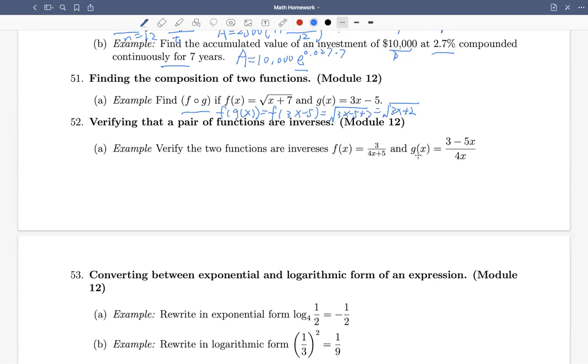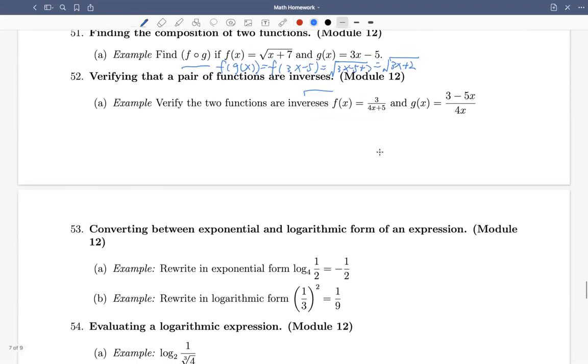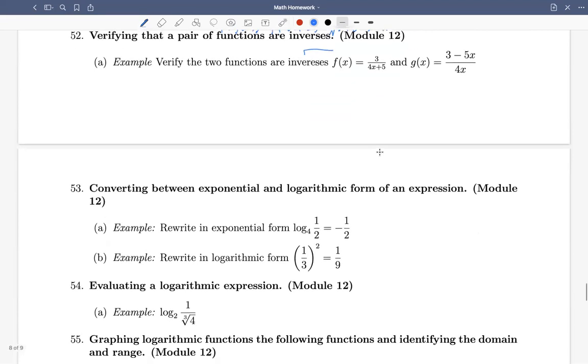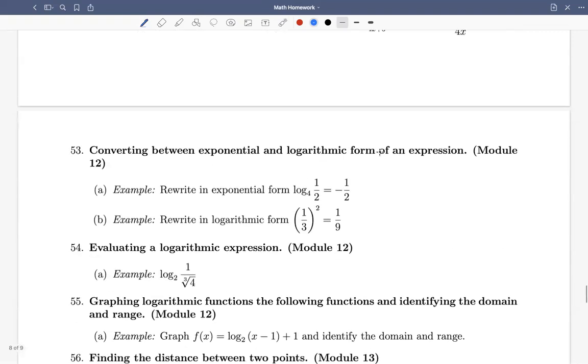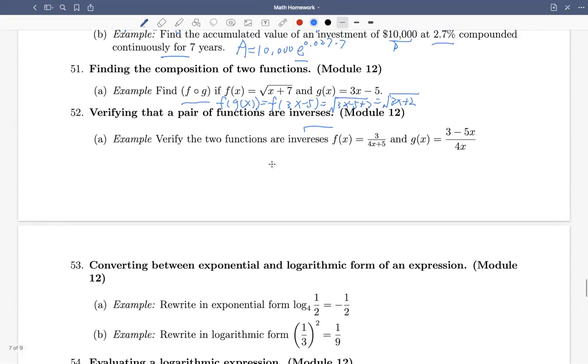52. We want to verify if the two functions are inverses of each other. If they are inverses of each other, when we do the composition of those two, we get the identity function. We get x. Okay, total we have 58 questions. Okay, let's do F composed with G, and then we do G composed with F, which means F takes G as the input.